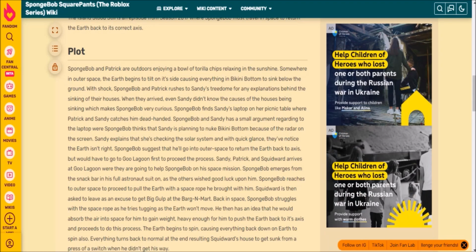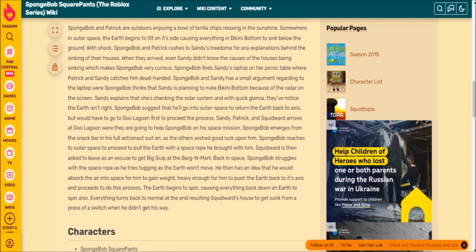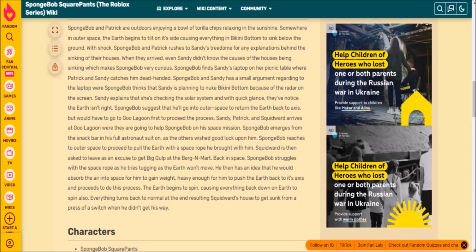SpongeBob finds Sandy's laptop on her picnic table, where Patrick and Sandy catch him red-handed. SpongeBob and Sandy have a small argument regarding the laptop, where SpongeBob thinks that Sandy is planning to nuke Bikini Bottom because of the radar on the screen. Sandy explains that she's checking the solar system, and with a quick glance, they notice the Earth isn't right.